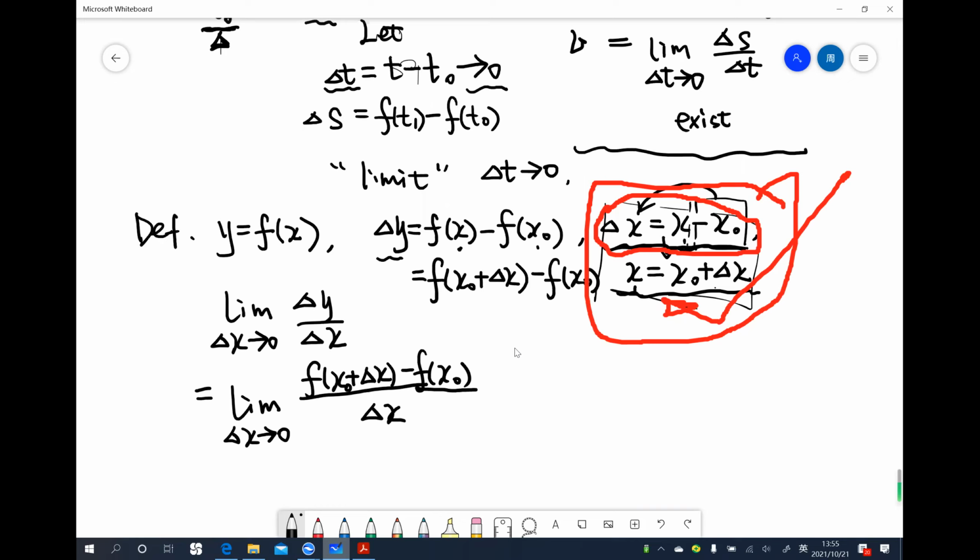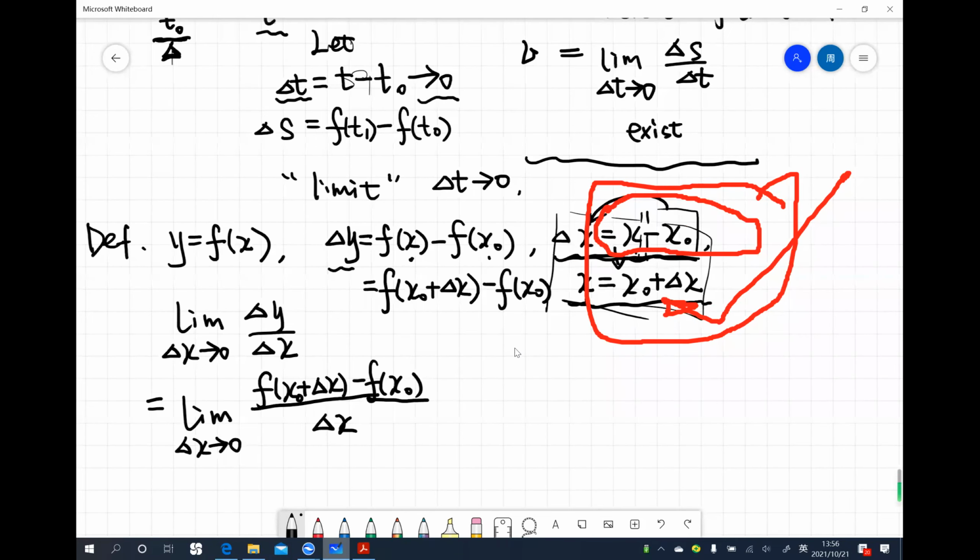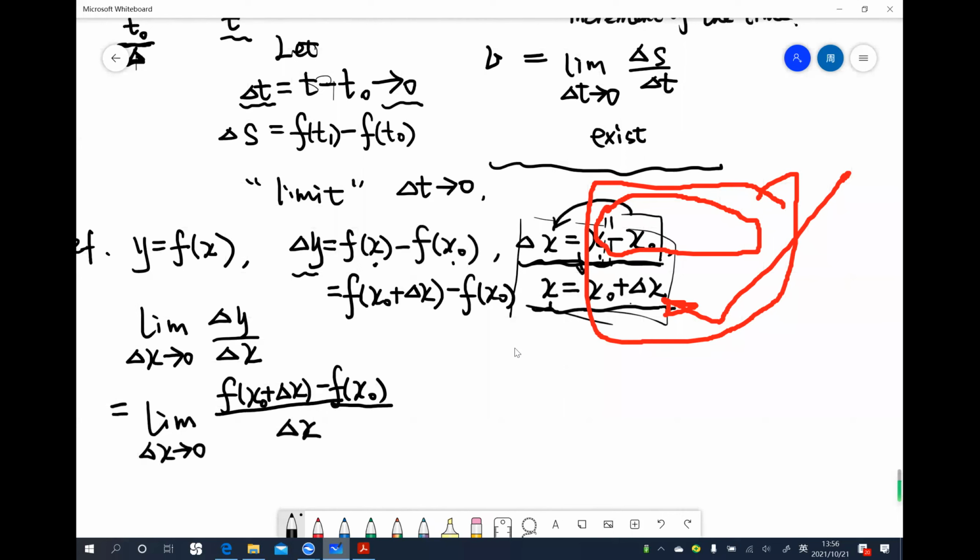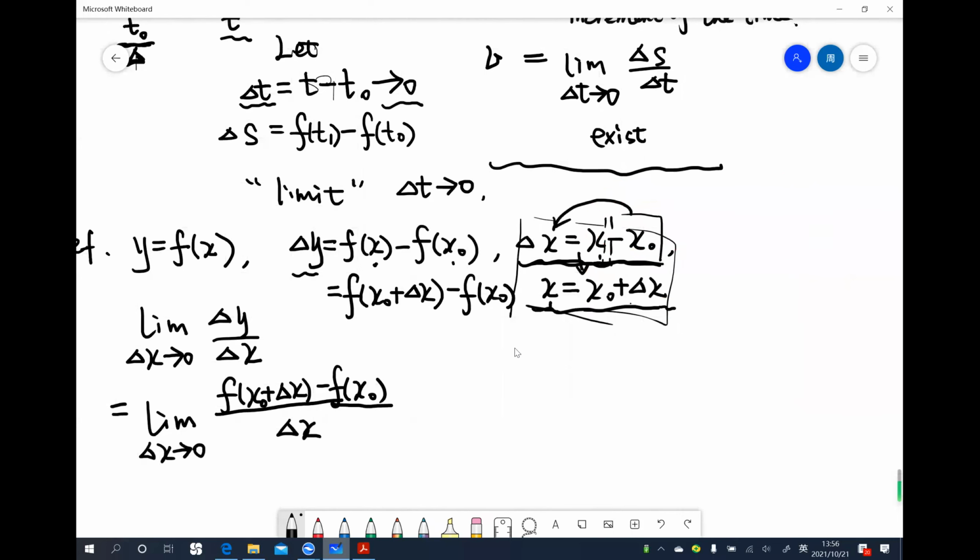Here, I will write again. Please remove the circle, okay? So here you will see that delta x equals x minus x0, right? Yes. And we add x0 on both sides, right? We add x0 on both sides to make it equivalent.